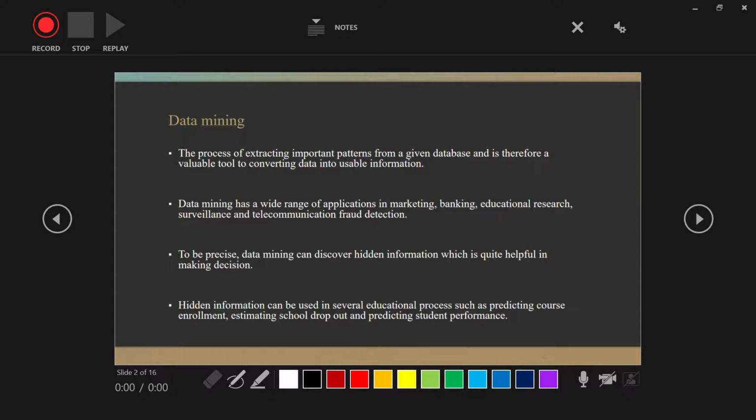Data mining has a large range of applications: in marketing, in manufacturing, in educational research, in fraud detection, and many more. We can also say that data mining can discover hidden information which helps us take decisions precisely, like estimation of sales, profits, and losses, and also predicting student performance and many more.